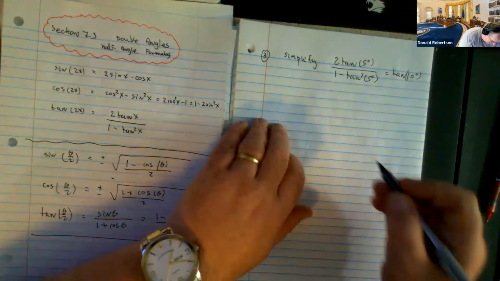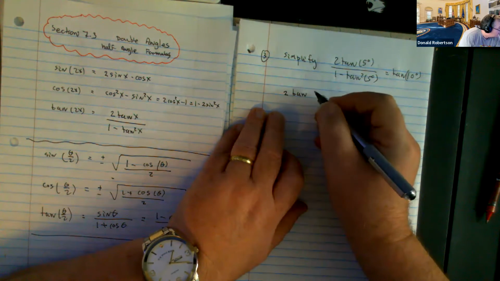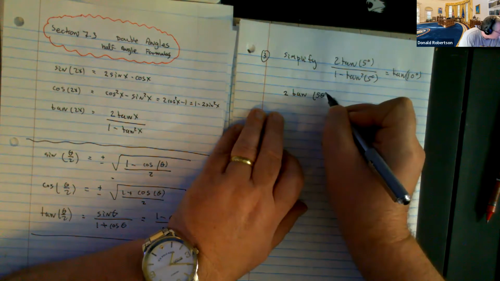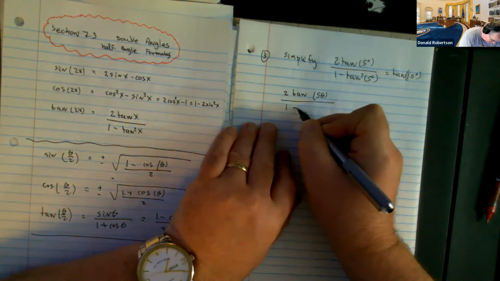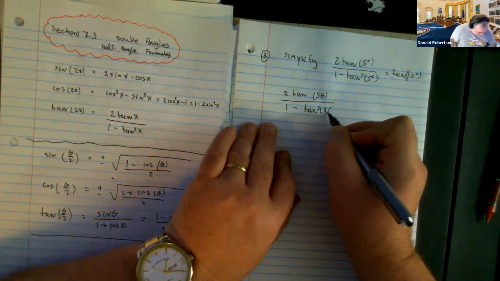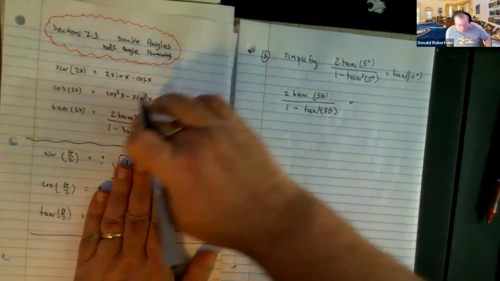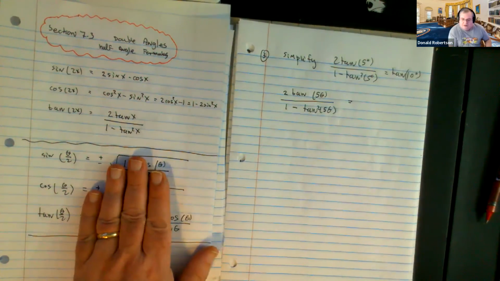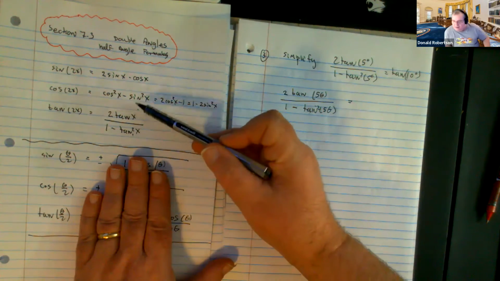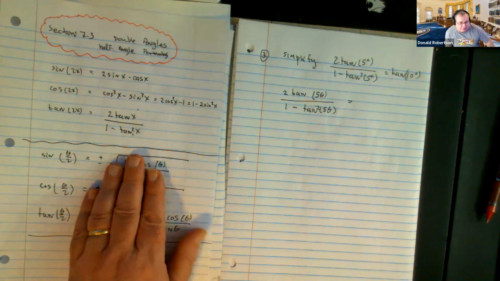How about this one? 2 times the tangent of 5 theta over 1 take away the tangent squared 5 theta. Which one of these three does that one fit? I think it's pretty obvious. Which one does this one fit? I'm hiding these because I do one.